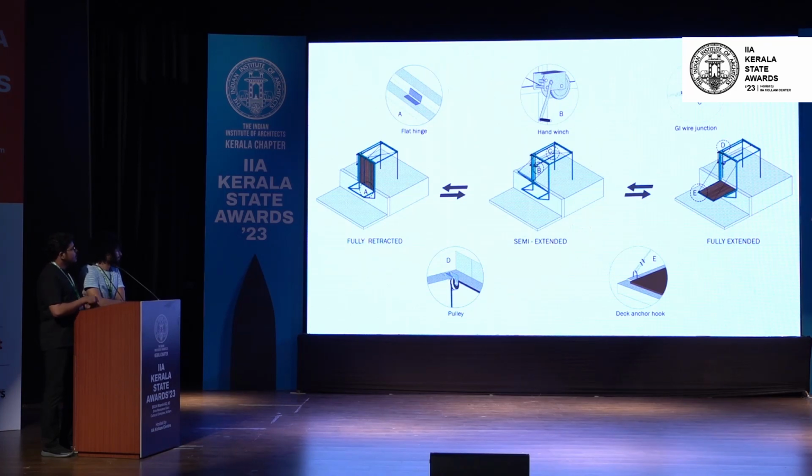So these are some technical aspects of the deck, where the bottom portion of the deck is fixed to the frame with a flat hinge so that the deck can rotate 90 degrees. With the help of the winch, it is operated. The pulley is used to change the direction of the force that we apply. So these are the technical aspects of it.